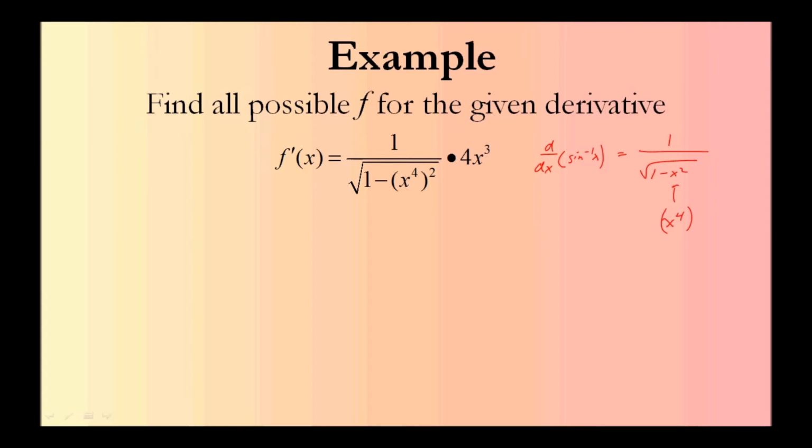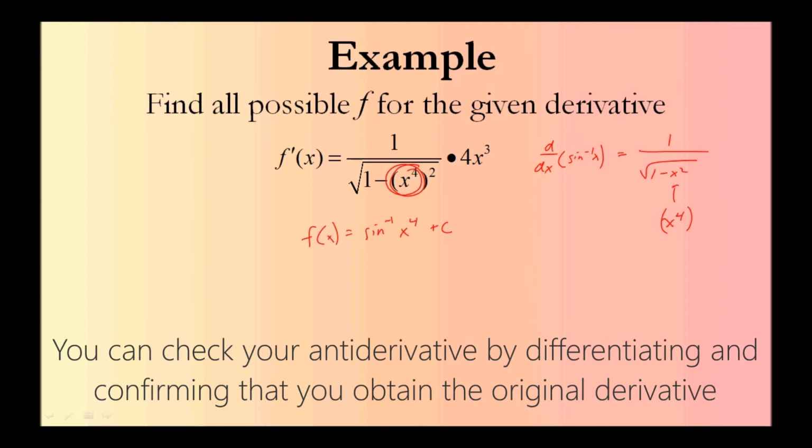So f of x is equal to sine inverse of x to the 4th plus c. Because once we differentiate this, we obtain this times the derivative of the argument, like other trig derivatives. Once we differentiate the outside, we obtain this, then we multiply by the derivative of the argument. The derivative of x to the 4th is 4x cubed.